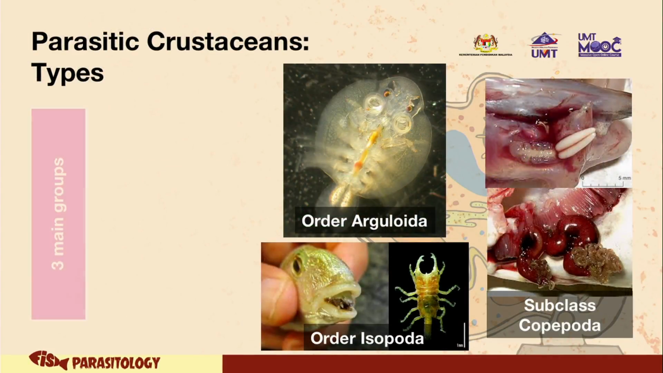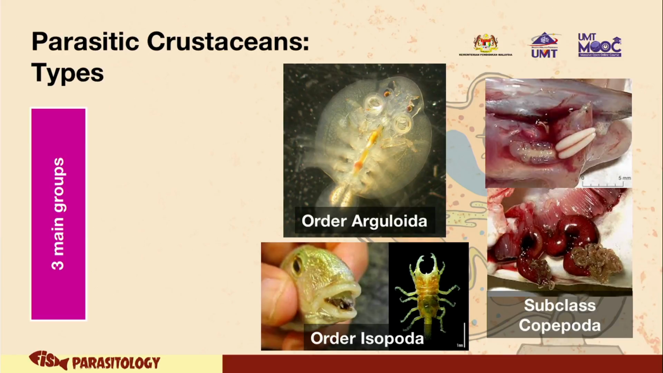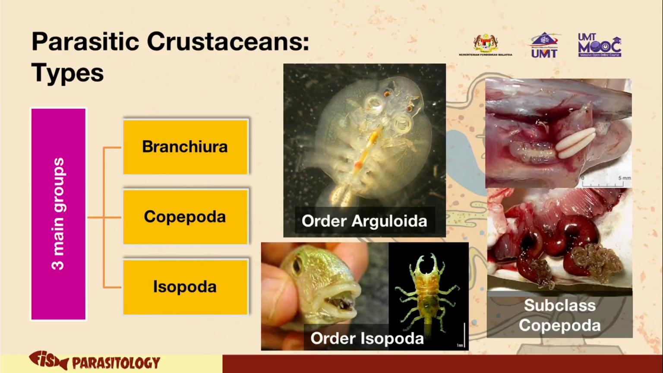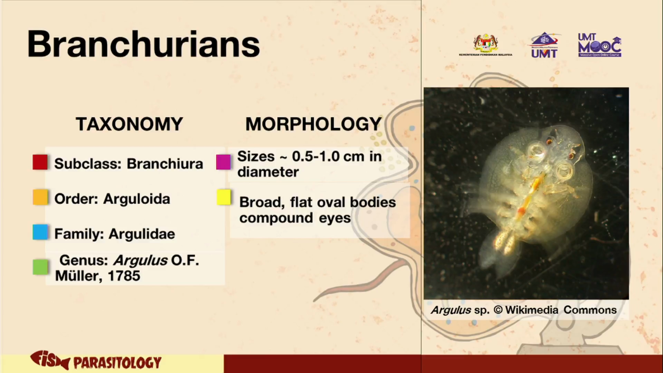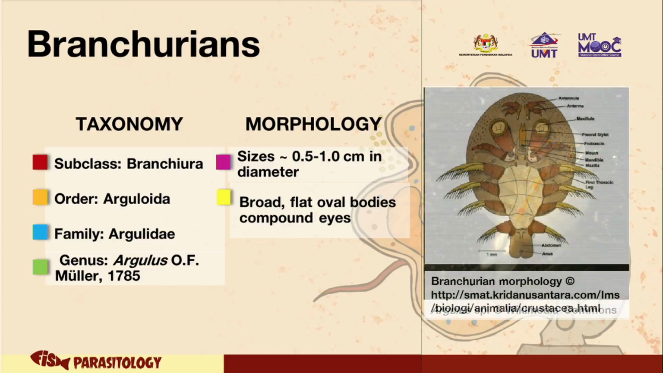The three main groups of parasitic crustaceans affecting commercially important fish species, which includes aquaculture and wild fish species, are the branchurians, copepoda, and isopoda. Without further ado, we will discuss our first major group, the branchurians. Most branchurians occur in freshwater, but a few species are ectoparasites on the skin of marine fish.